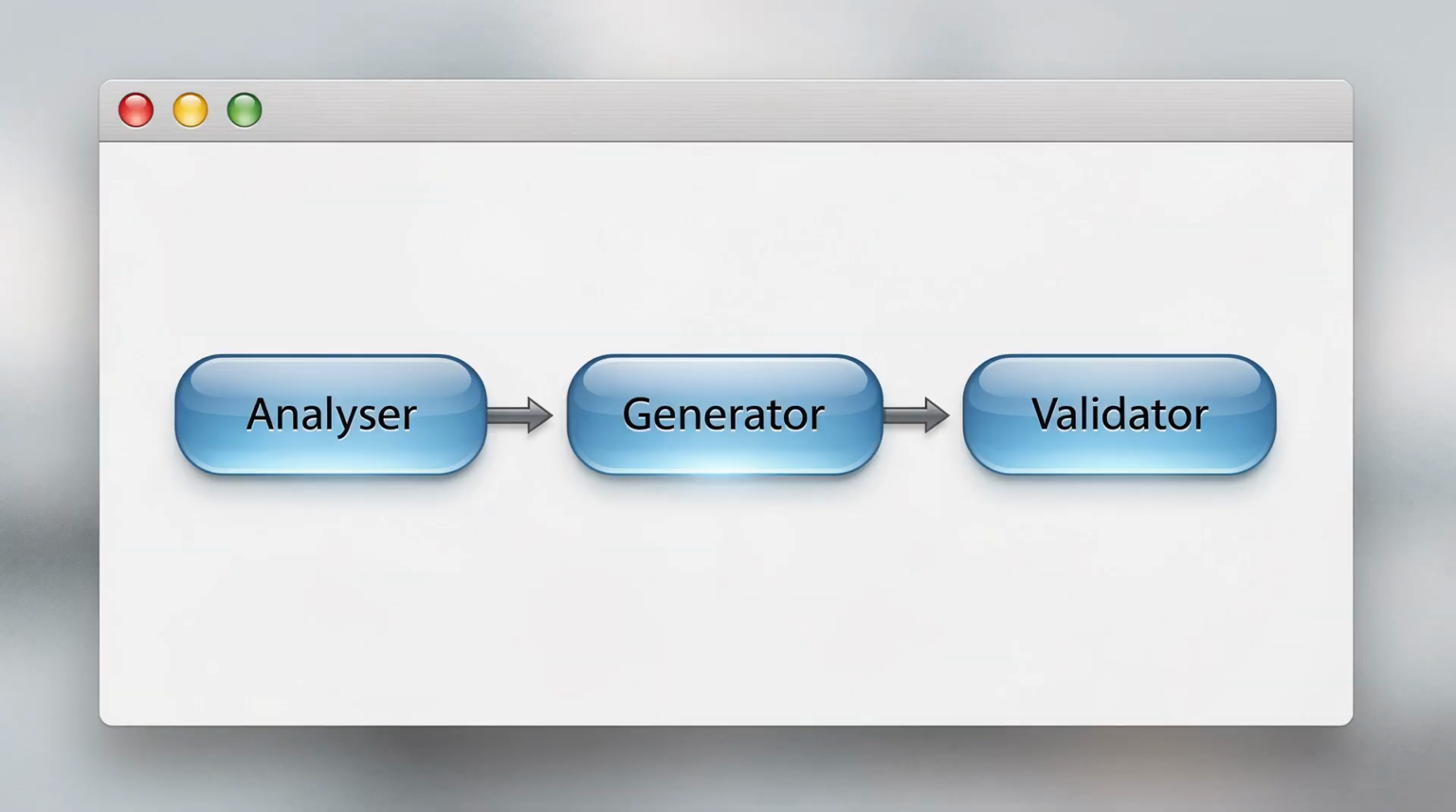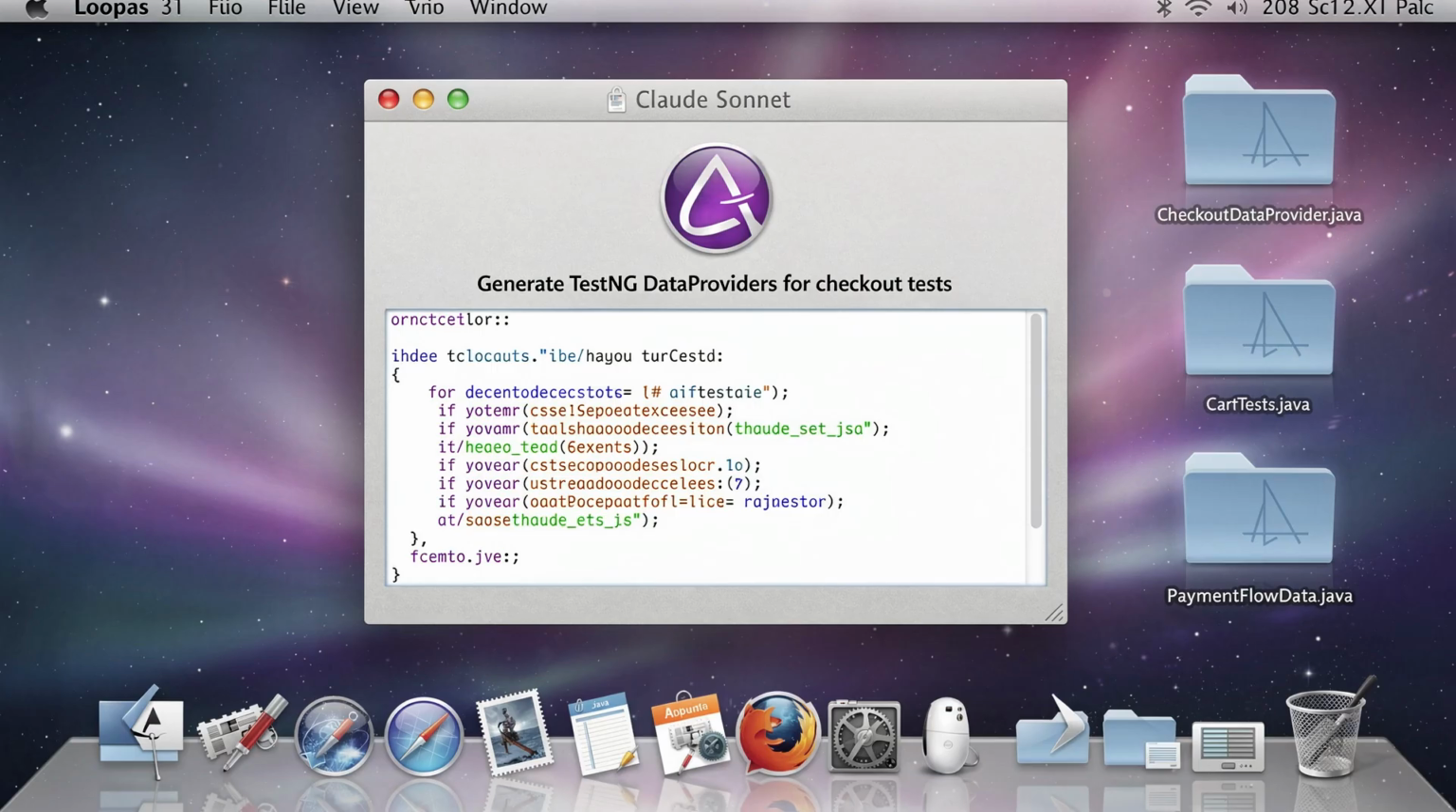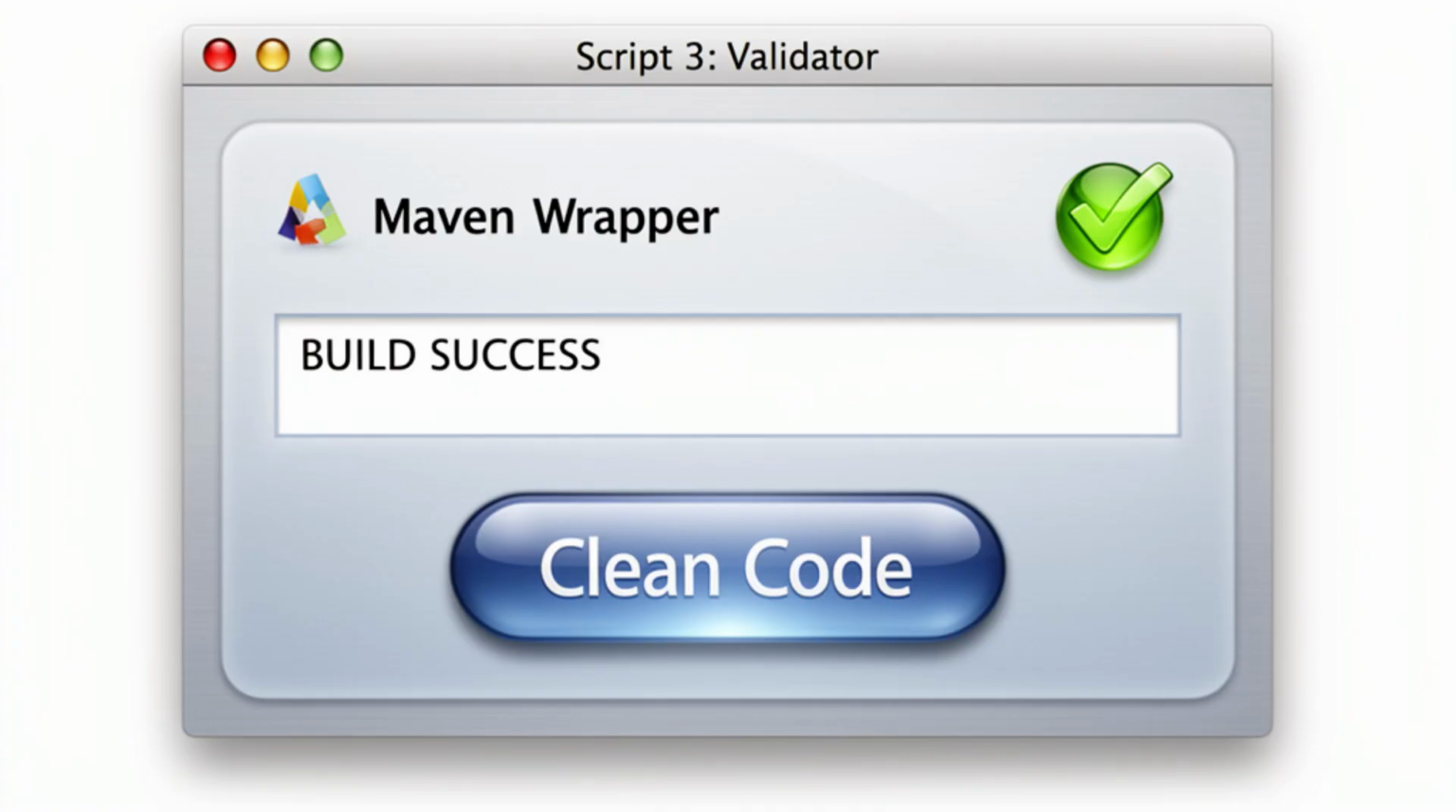Section 1. Architecture Overview. 3 scripts, a clean left-to-right pipeline. Script 1, the Analyzer. Script 2, the Generator. Script 3, the Validator, a clean automated flow. The Analyzer parses every test method via Java AST to infer coverage gaps from a taxonomy. It outputs a JSON manifest. The Generator receives that manifest and uses Claude Sonnet to generate complete Java DataProvider methods. The Validator runs a compilation check via Maven and performs duplicate detection, clean code ready for merge.